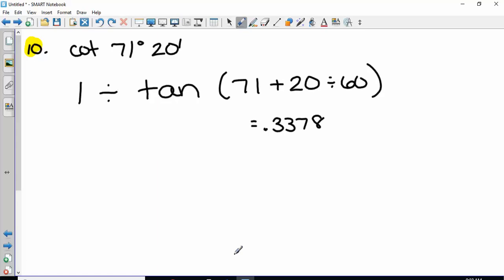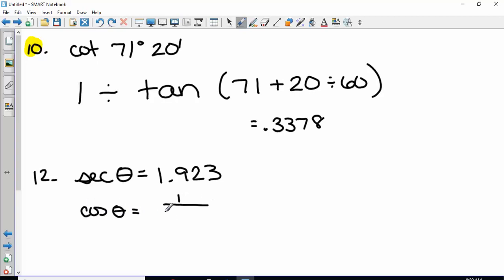Next one is the number 12. These are the ones that we had to rewrite. Anytime you're looking for an angle, that's when we use those -1 buttons. We don't have a secant button though. So secant is the reciprocal of what? Cosine. So that means cosine is 1 over this. So to find your angle, you will do cosine inverse of 1 over that.